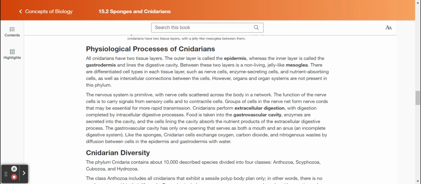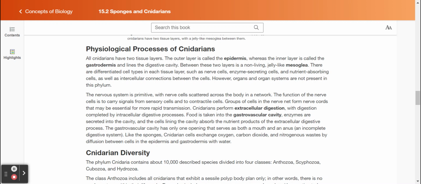Physiological processes of cnidarians. All cnidarians have two tissue layers. The outer layer is called the epidermis, whereas the inner layer is called the gastrodermis and lines the digestive cavity. Between these two layers is a non-living, jelly-like mesoglea. There are differentiated cell types in each tissue layer, such as nerve cells, enzyme-secreting cells, and nutrient-absorbing cells, as well as intercellular connections between the cells. However, organs and organ systems are not present in this phylum.